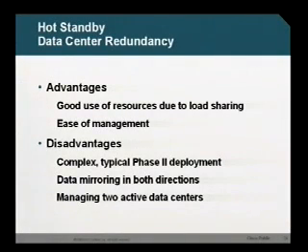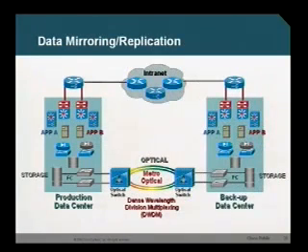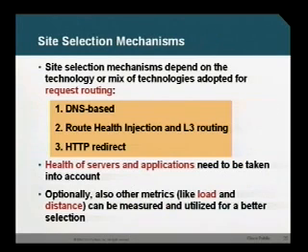Key advantage here is the good use of resources due to load sharing, ease of management, in a sense that both the data centers are active. I don't have to have separate change windows to check the availability of the data center. It's a little complex. It's a typical phase 2 deployment. Complex meaning if I'm hosting both the application or both the sites, I need to have all the elements present in both the sites. Plus, in terms of data replication, I have to replicate data from both the sites to each other instead of doing from the primary site to the secondary site. Data mirroring is happening using sync, async between the data centers.